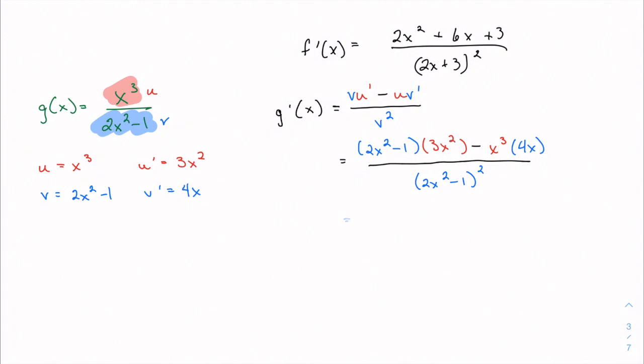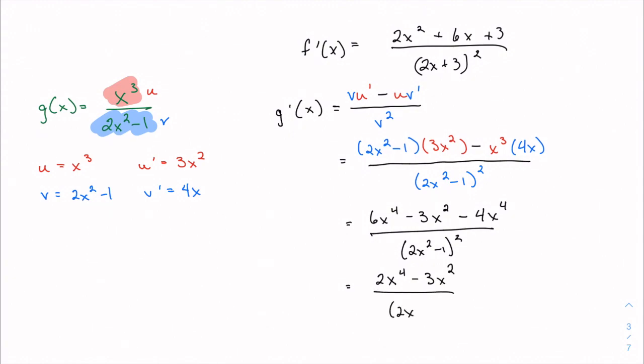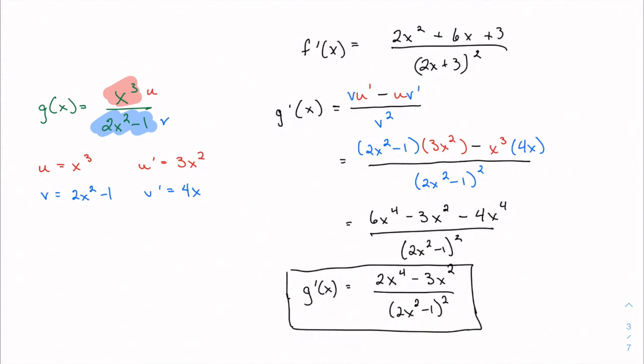So I get 6x to the 4th minus 3x squared minus 4x to the 4th divided by 2x squared minus 1 squared. I get 2x to the 4th, 3x squared, over 2x squared minus 1 squared. Is this going to simplify? Probably not. All I can take out in the numerator is an x squared, which isn't really going to help me simplify much at all. So I would stop right there and say that my derivative is this quotient right here. So that's the quotient rule. Again, the more organized you stay, the better you will be.